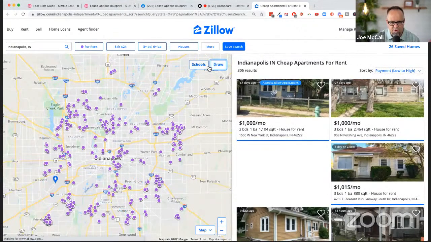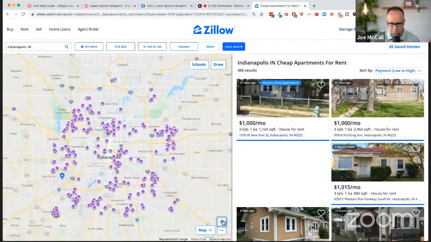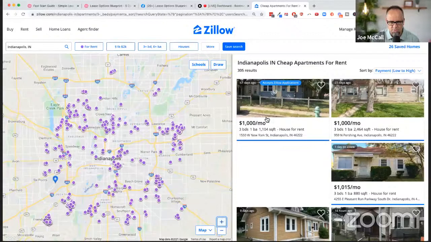Indianapolis. I'm going to remove the boundary. All right, here we go. We have about 305 results. I might need to do this in Safari, because Zillow on Chrome doesn't work too well right now. When I zoom in and out and change my filters, it doesn't refresh. So let's do this. I'm going to copy that and open up Safari. If you know anybody at Zillow, tell them, hey, fix this.